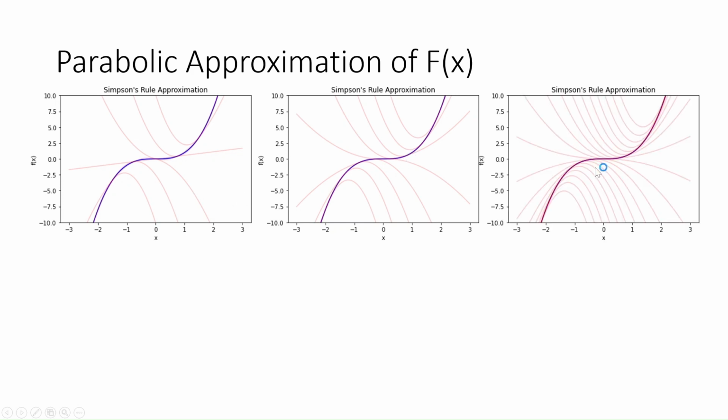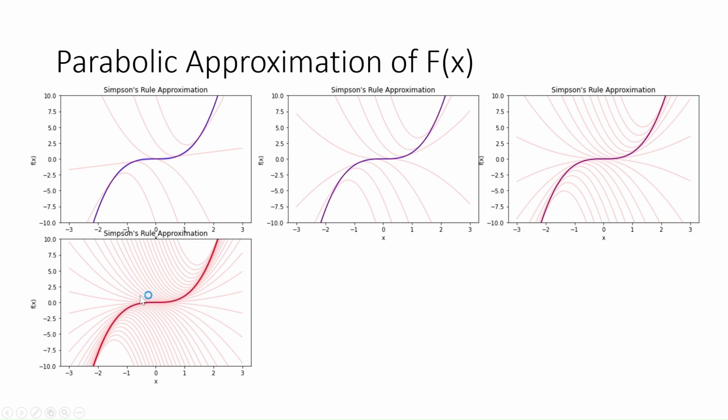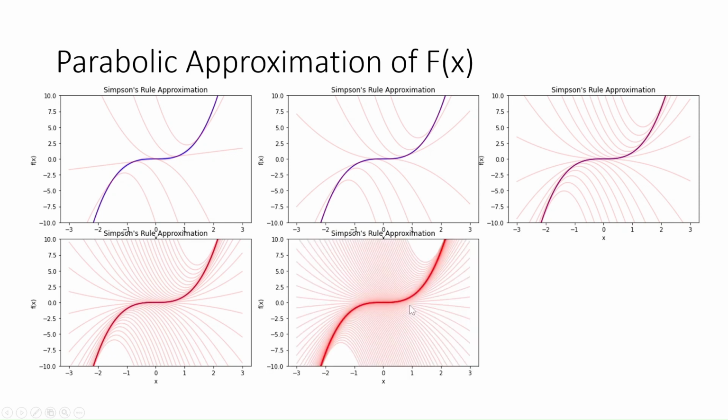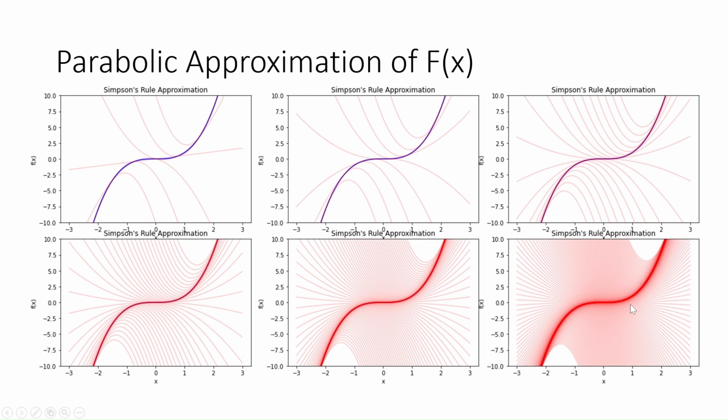Let's see the next one. This is 24 parabolas, and as you can see, we are getting closer and closer, more accurate in our estimation of the area under the curve. This is with 48 parabolas, 96 parabolas, and 192 parabolas. So you see that the more parabolas we use on a piecemeal basis, the better we are able to approximate this curve.